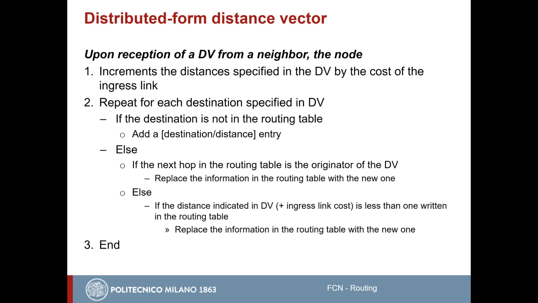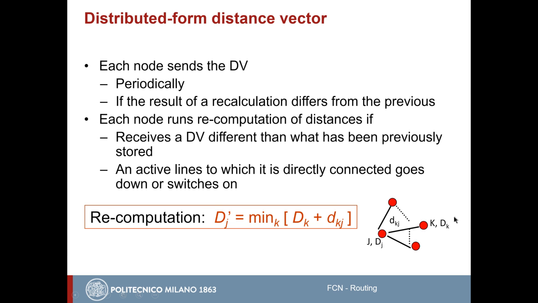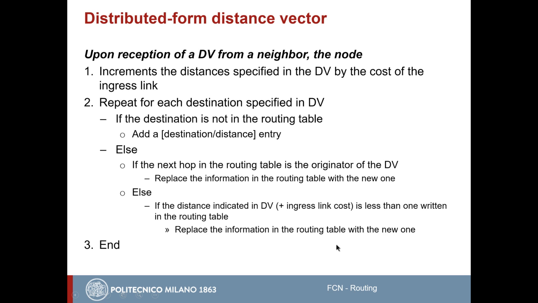So what happens when a node receives a distance vector from a neighbor? First of all, the node has to increment the distances specified in the vector by the cost of the ingress link. So this vector travels a link, because it is originated by a neighbor. So let's say that this neighbor sends a distance vector to this node. The vector will cross this link, will enter the node by this interface. So the node has to increment the costs that are listed in this vector by the cost of this link.